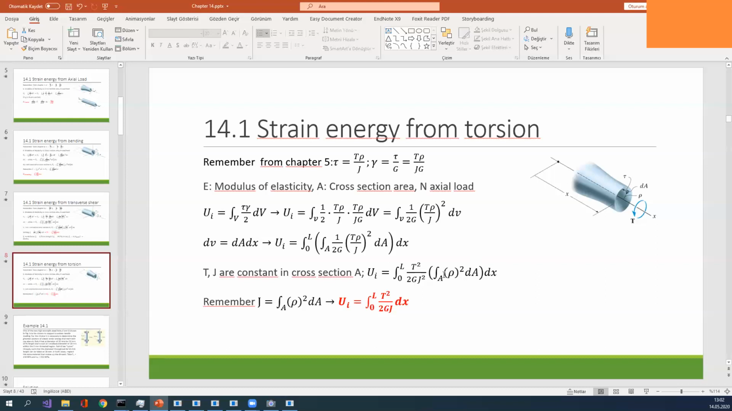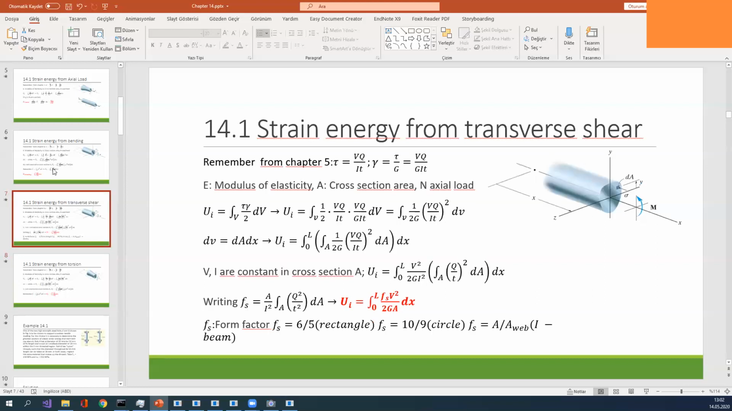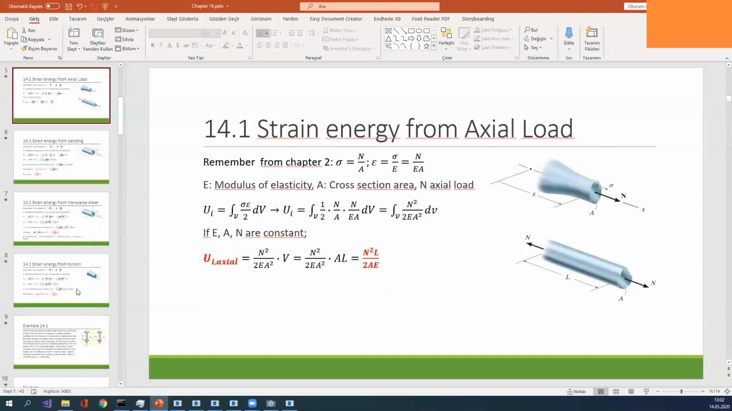After writing J, one power of J disappears, and our formulation is T squared divided by 2GJ dx. So you don't need to memorize this formulation.